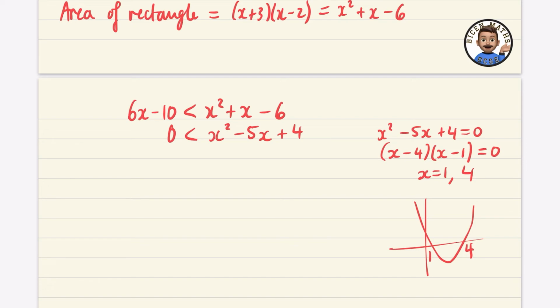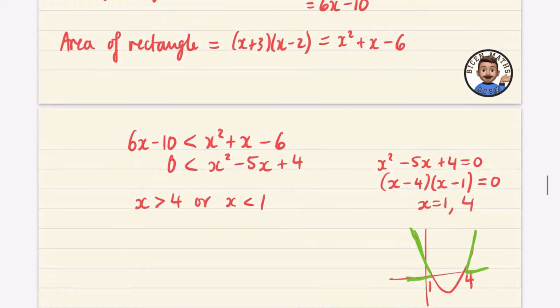Now we want the graph to be greater than 0. So greater than 0 is referring to this section and this section that we have here. So it looks like our solutions are going to be that x is greater than 4 or x is less than 1. Now we need to check and see if this makes sense in the context of the question.